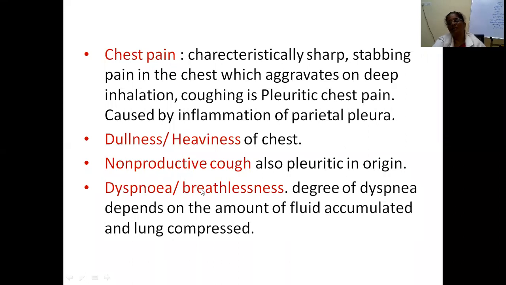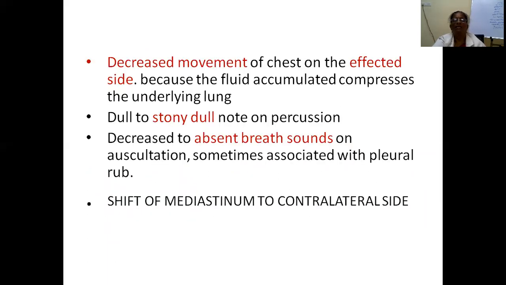Initially, it's minimal, and later slowly it increases. The dyspnea will be increased. And signs: there will be decreased movement of the chest on the affected side because of the accumulation of fluid, and a dull to stony dull note will be there because there is fluid, not air, in the space. And third is absent vesicular breath sounds. Naturally, when the lung collapses, there will be no breath sounds in the intercostal space. Shifting of the mediastinum occurs to the contralateral side when there is a massive effusion.